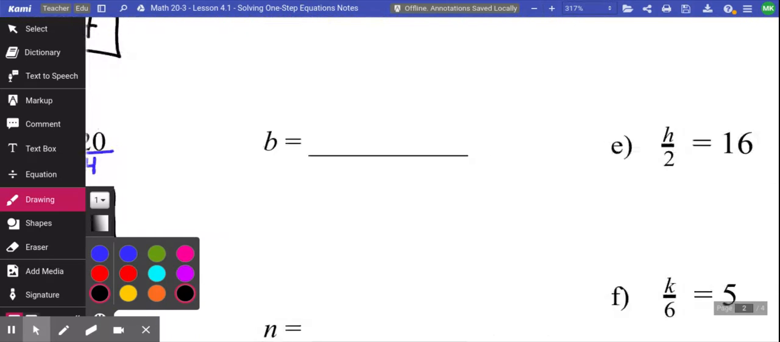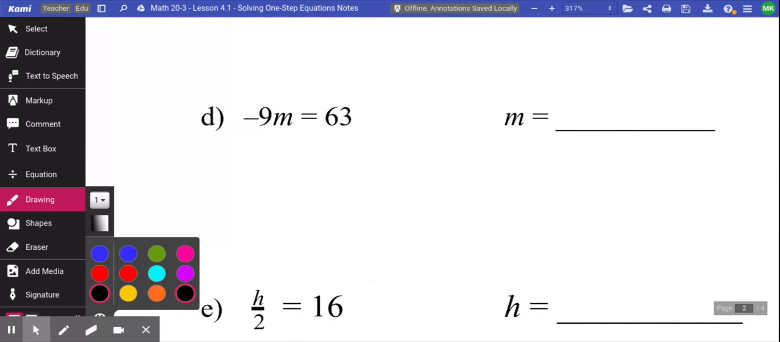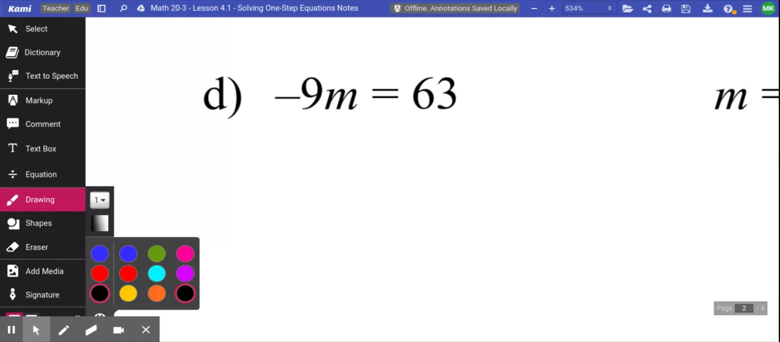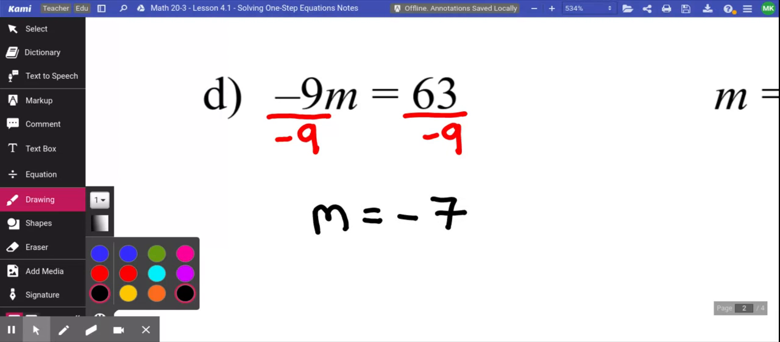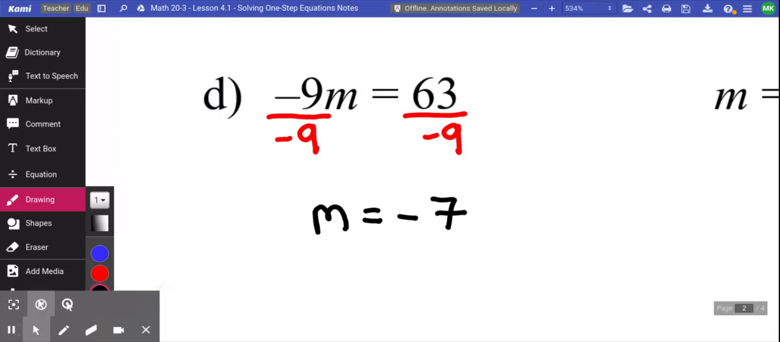We're going to go up here. For D, this is -9 times M equals 63. The opposite of multiplication is division. This leaves me with M equals -7. How? So we divided by -9, and then in our calculator, somebody said how or why. So in my calculator, I put 63. That means divided by, and then -9. And that's how I'm getting -7. I'm putting that in my calculator.